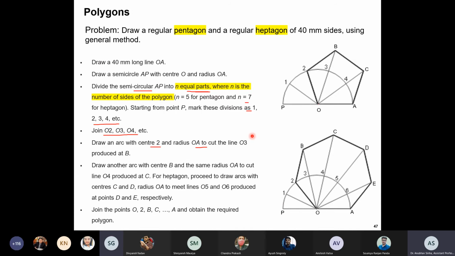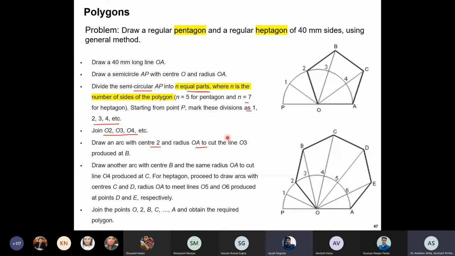Sir, how will we divide the circle into n equal parts? So basically you can do it by protractor. You know that this angle will be 180 degrees, right? So 180 divided by whatever the number is given. Is it okay? Yes, sir.